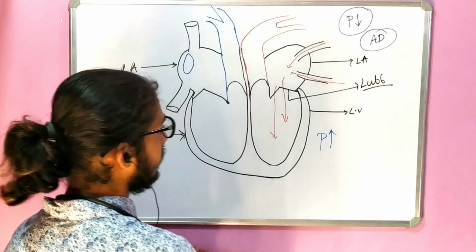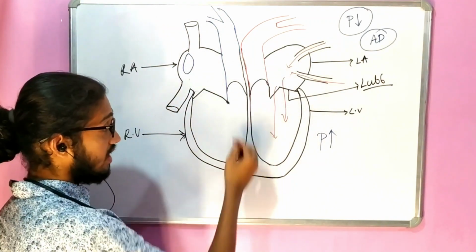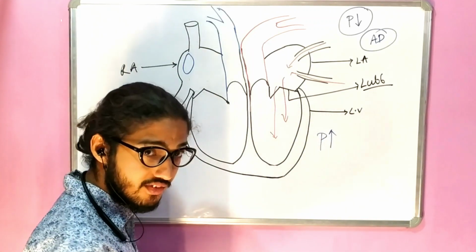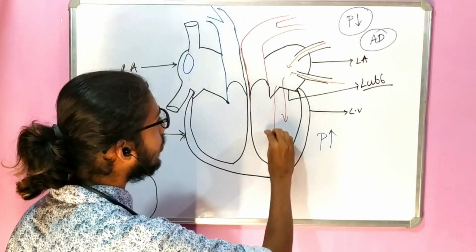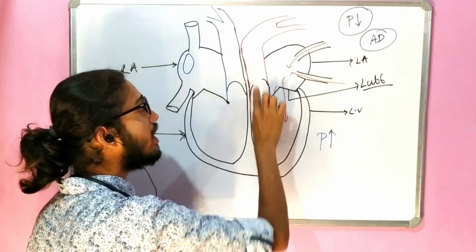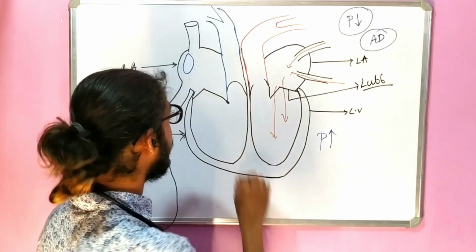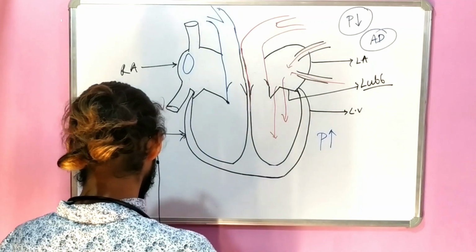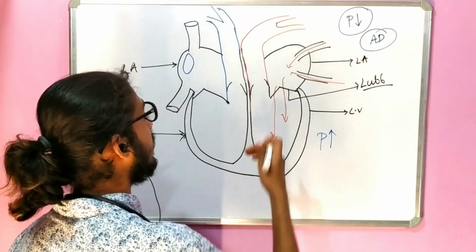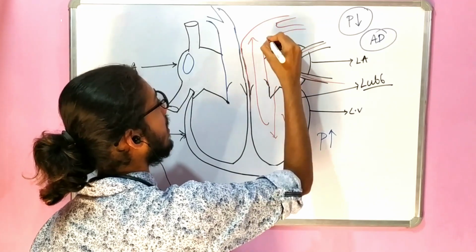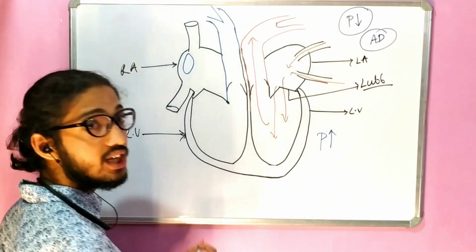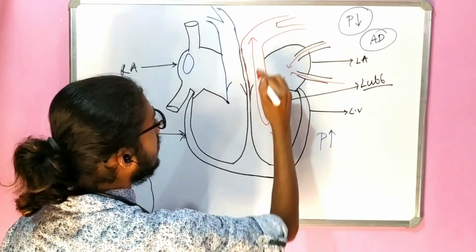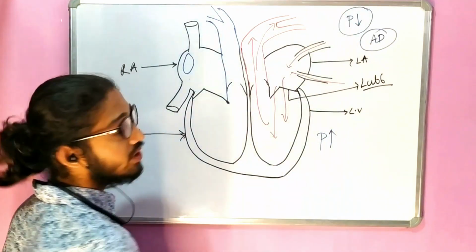Now once this closes, the pressure is still increasing and the conduction has reached the Purkinje fibers and is contracting the muscles of the ventricles. So this contraction is going to result in the opening of these semilunar valves. Okay, so these semilunar valves will open up. The blood will be flown into the pulmonary and aortic arches. Okay, these will be pumped into the body.